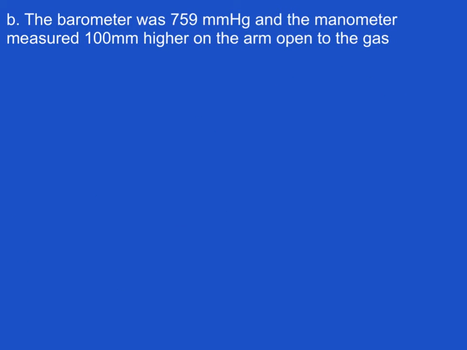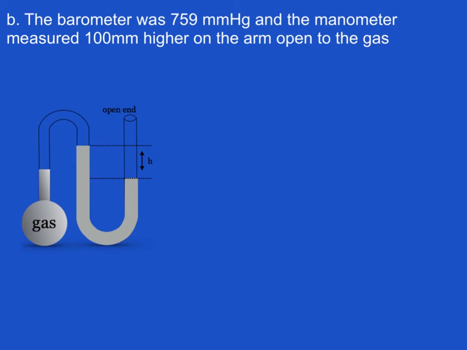Okay, let's take a look at the other setup. In part B here, the barometer is 759 millimeters of mercury, so that's our atmospheric pressure, and the manometer measured 100 millimeters higher on the arm open to the gas. So this is a different situation than the one we had before. When we go to draw it, the mercury is up higher on the side with the gas. Now in order to set this up, if you visualize, everything on the left side of this U-bend pushing down is going to be opposed by all the forces on the right. So in this case we have the pressure of the atmosphere on the right, and on the left we have the pressure of the gas pushing down, and we have this difference of height in mercury.